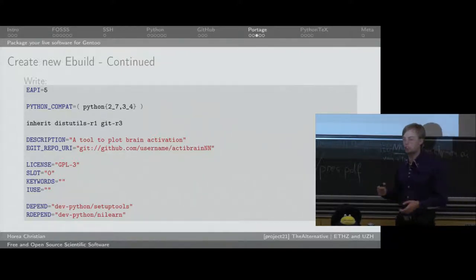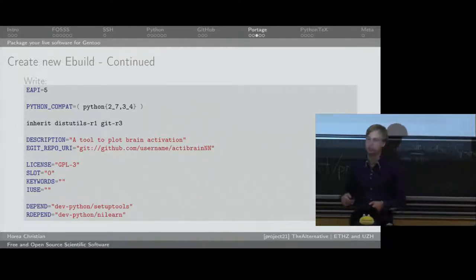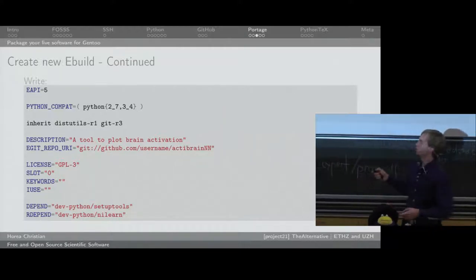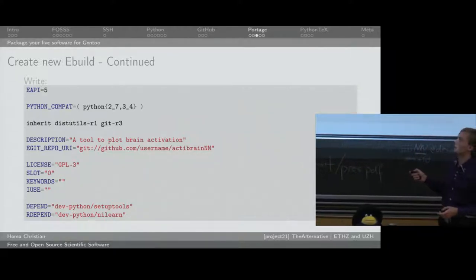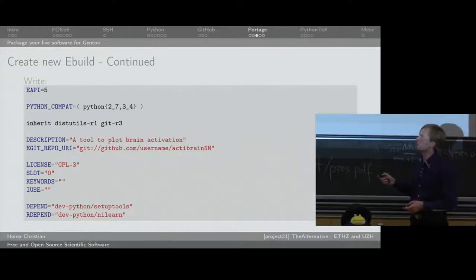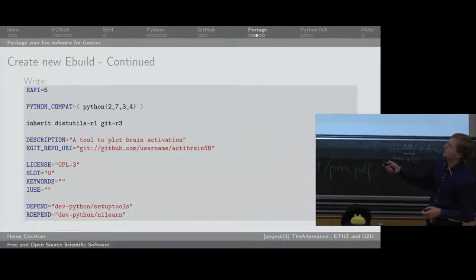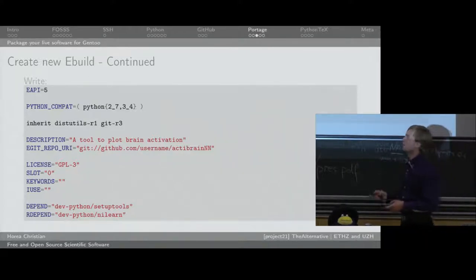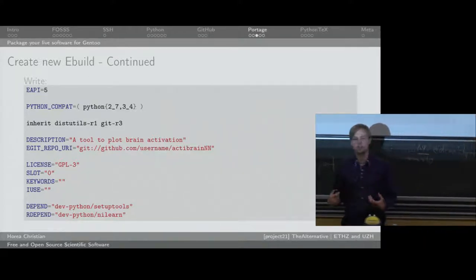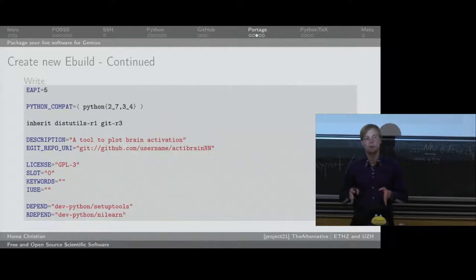So which versions of Python is your software compatible with? Yeah? We're just going to select 2, like the major Python 2 version, 2.7, and the current Gentoo Python 3 version, which is 3.4. Yeah? So equals parentheses, it's very important that you leave a blank space here. Yeah? And the next line, as in Python, we have to tell the program at the beginning what kind of functions it's going to use.